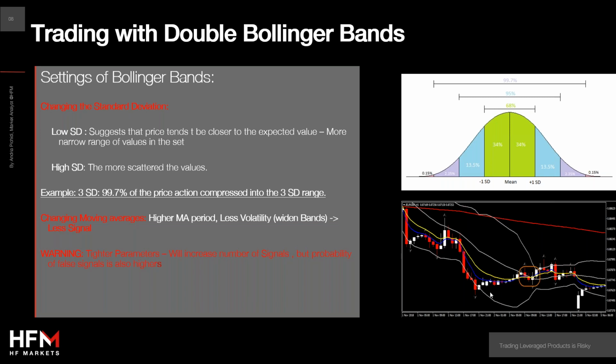The wider the Bollinger Bands are, what I mean by wider is the farther away they are from the middle line, that implies very high volatility. The tighter they are, like here, you see how close to each other they are, the lower the volatility. Okay?